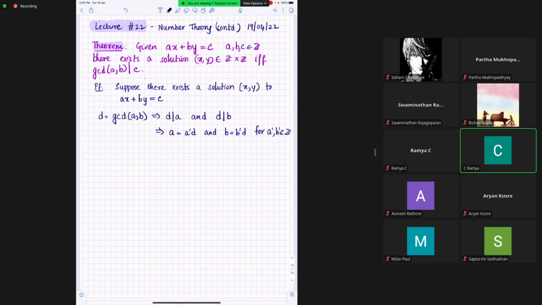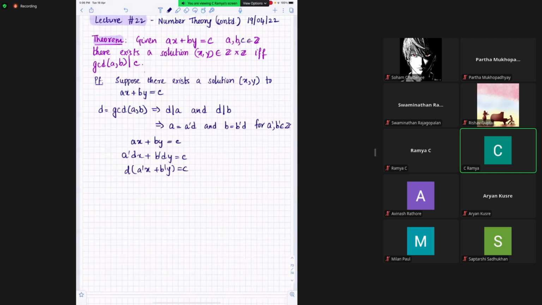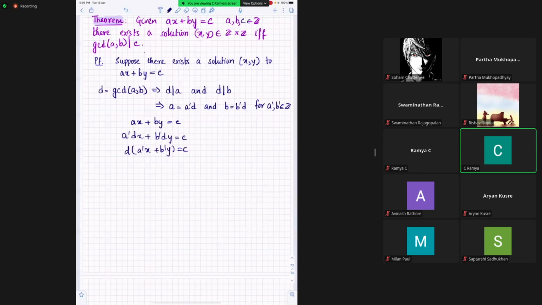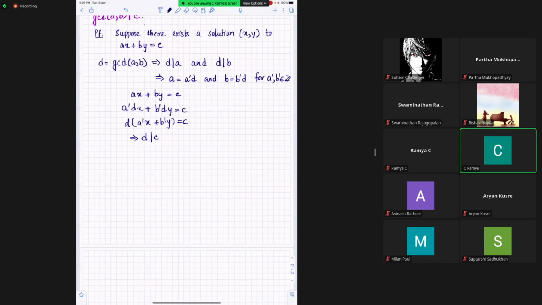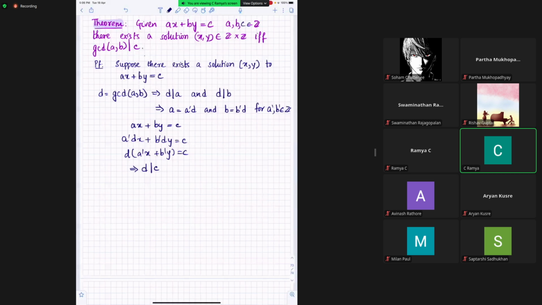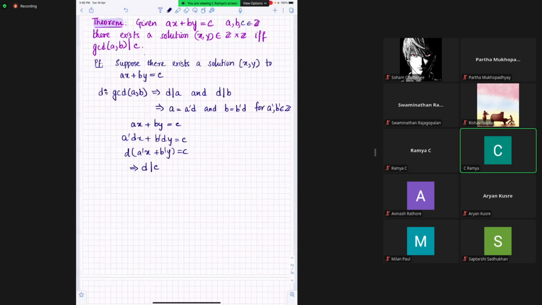So now suppose there is a solution. We know that ax plus by is equal to c is true for some x, y. So let's just substitute. This implies that d divides c, where d is the GCD of a and b. Okay, so this is one direction, the easy direction.